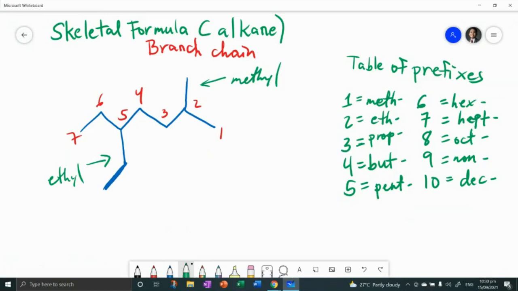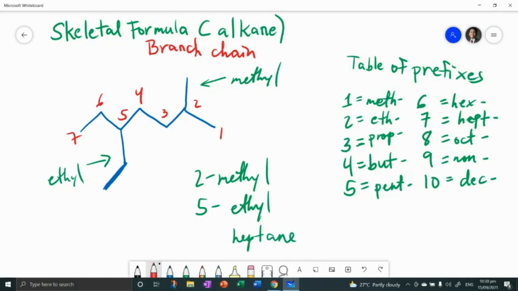Meron po tayong arbitrary rule. Kailangan naka-alphabetize po yung pagpapangalan natin dito sa portion na ito. Pero bago natin pangalanan, so, ang methyl ay present sa 2 carbon chain. 2-methyl at saka 5-ethyl. And then suddenly, since 7 ito ay hep, no? Or heptane. So, ang pangalan niya is ito.